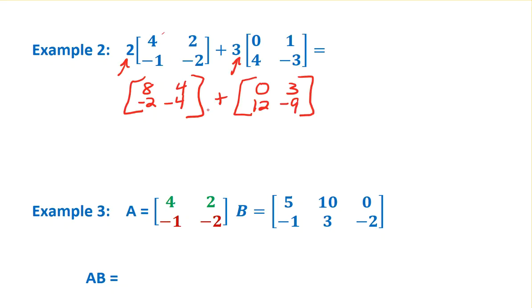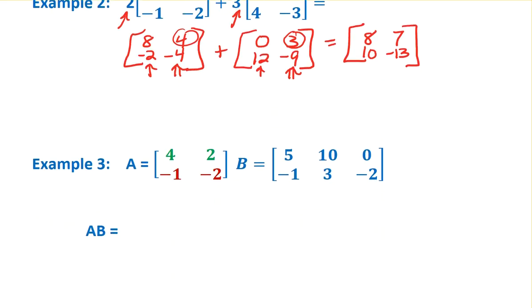And then because they are like sizes, these are 2 by 2, so we could call them square matrices if they have the same number of rows and columns. But because they have the same order, 2 by 2, we can add the similar positions together. So the 8 plus the 0, the 4 plus the 3, the negative 2 and the 12, and the negative 4 and negative 9. So we did scalar multiplication first, and then we did matrix addition.